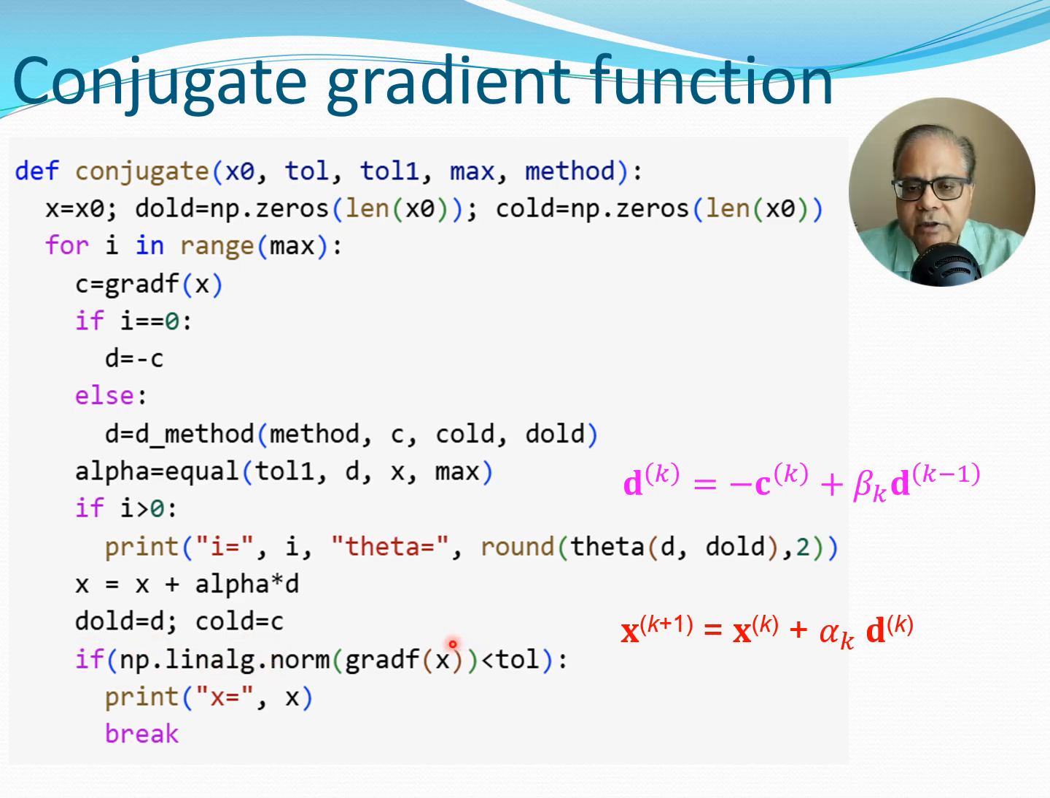So these are essentially required for the next round because I need access to dk minus 1 and ck minus 1 for most of these methods. Now finally I have this break statement out here where I check whether the norm of the gradient vector has become lower than tolerance. Remember, tolerance was the small number 0.001, and in that case I print out x. So I basically print out the design vector at convergence, and I print out this theta between dk and dk minus 1 at all values of i greater than 0.